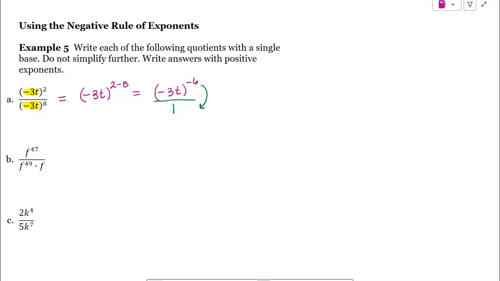So the way to rewrite this is to put a 1 in the numerator and the negative 3t, parentheses are important here, raised to the 6th power. So this is our final answer here.